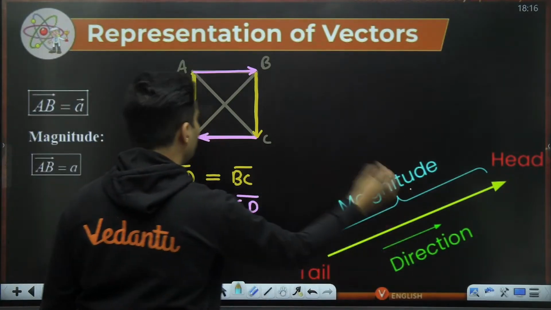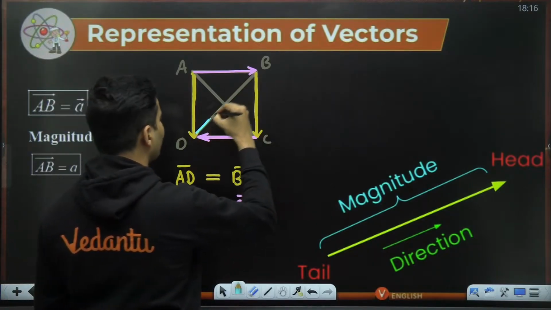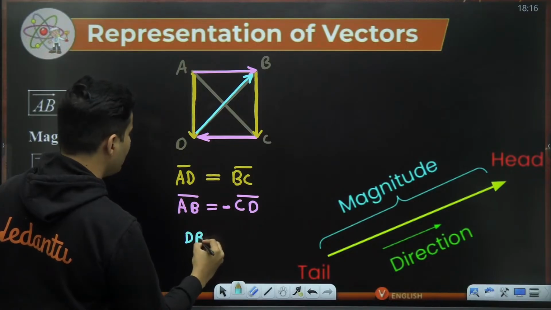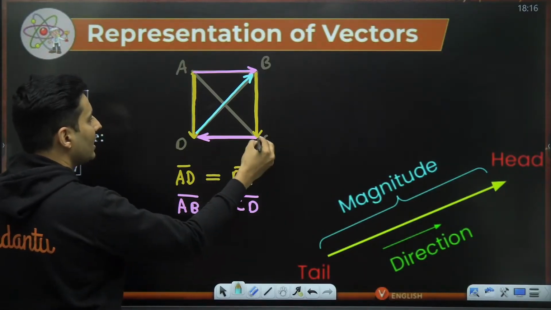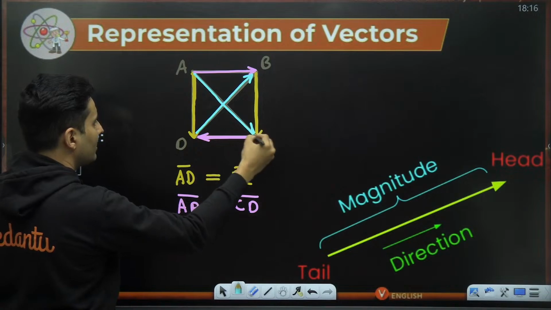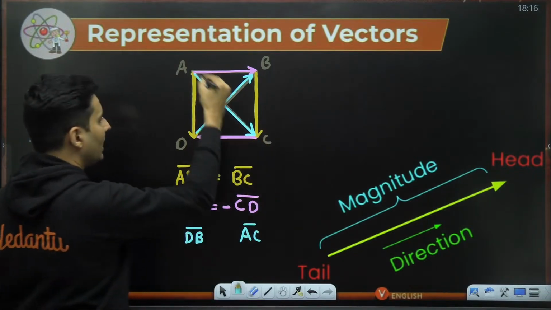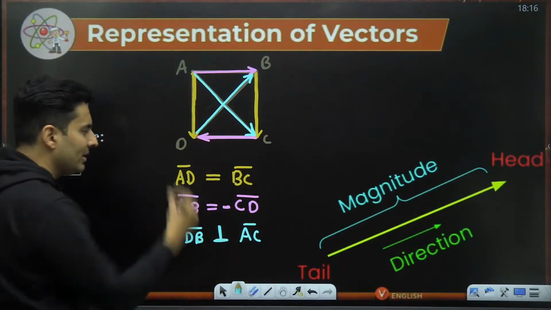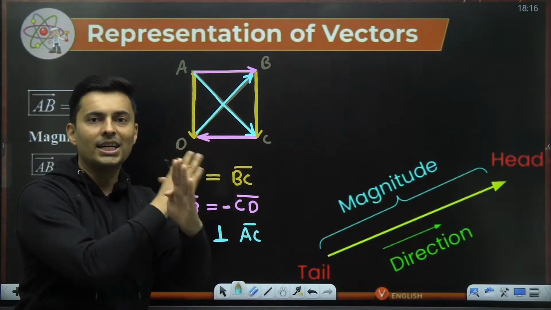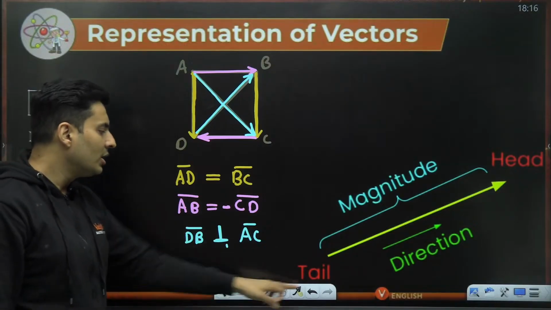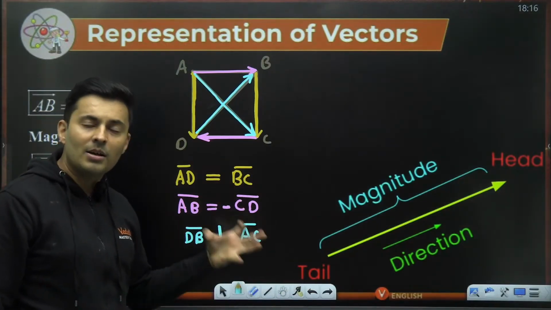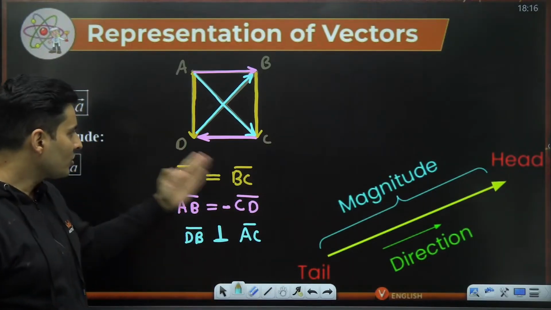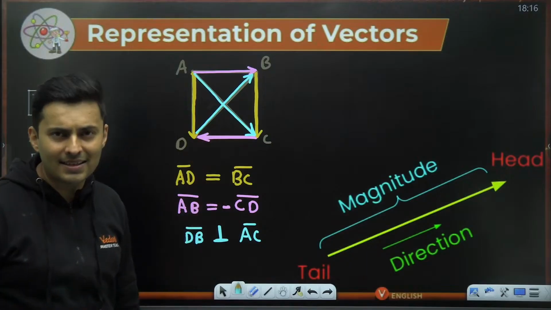Another example, assuming this is a square. If I draw this particular vector, what will that be? It will be DB vector. If I show from A to C like this, this will be AC vector. A to C will be like this. They will be perpendicular to each other. So I can just put a perpendicular symbol because I know diagonals of a square are always at right angles. So that is how you can use two alphabets to represent a vector. Maybe you know some points and you want to use those points as tails and heads over here. So this is how you can use it. This was just an example.